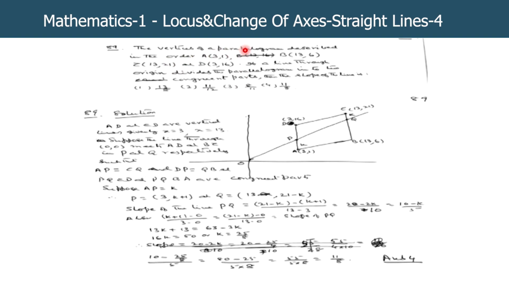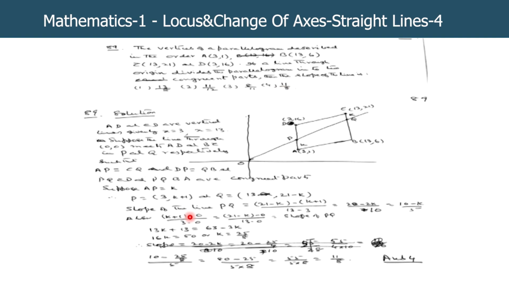The vertices of a parallelogram, described in the order, are A(3,1), B(13,6), C(13,...), and D(3,...). That is the order of the vertices of the parallelogram. Now, if a line through the origin divides the parallelogram into two congruent parts, then the slope of the line is: 1) 13/8, 2) 11/12, 3) 8/11, 4) 11/8.